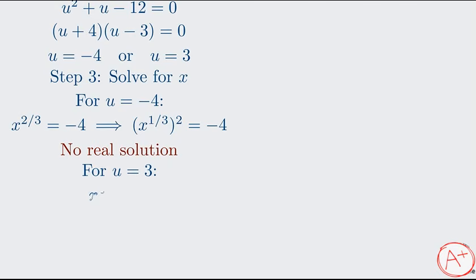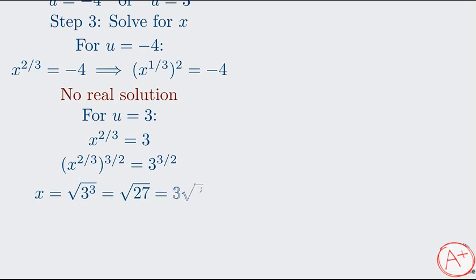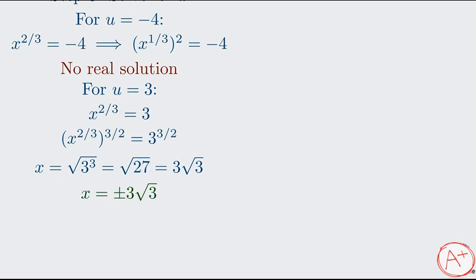Now, we check u equals 3. x to the power of 2/3 equals 3. To isolate x, we raise both sides to the power of 3 over 2. x equals 3 to the power of 3 over 2, which is the square root of 27. Simplified, this is 3 root 3. However, since the numerator of our index was even, we must consider both positive and negative roots. So, x equals plus or minus 3 root 3.